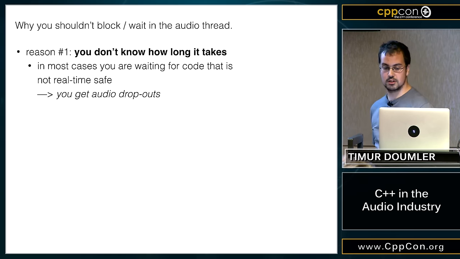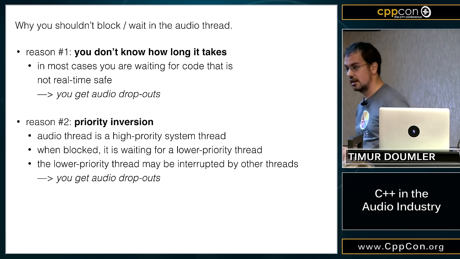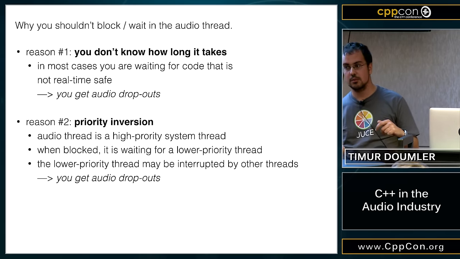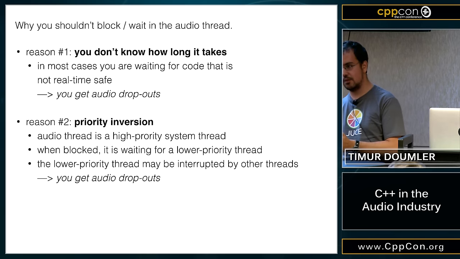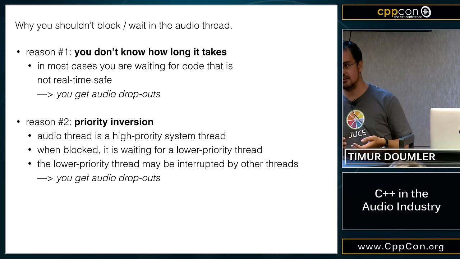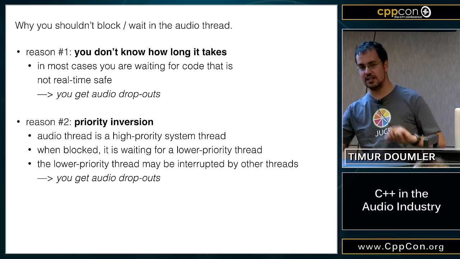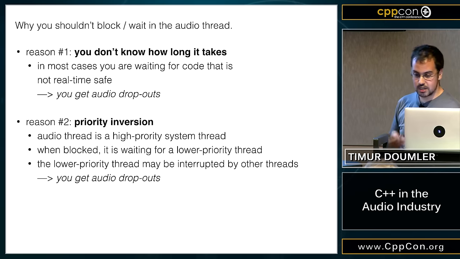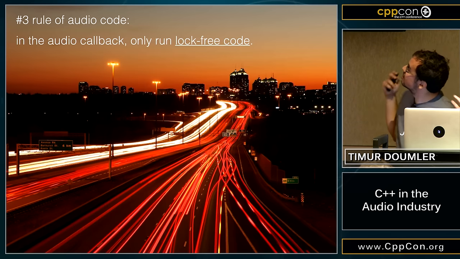The second reason you don't want to block in the audio thread is a thing called priority inversion. This audio callback typically runs on a very high priority system thread. But if it blocks and waits for another thread, then that thread will be a lower priority thread. That means that with an operating system and thread scheduler, that lower priority thread might itself be interrupted by other threads. So you might not only wait for the other code to finish, but also for completely unrelated threads, because you're waiting for a low priority thread. So that's priority inversion. And really the only way to get away with this, when it comes to audio callbacks, is to only run lock-free code.